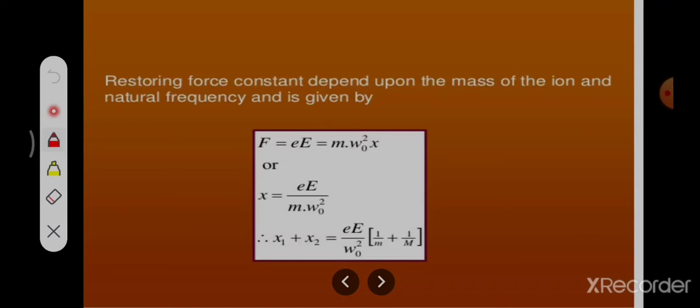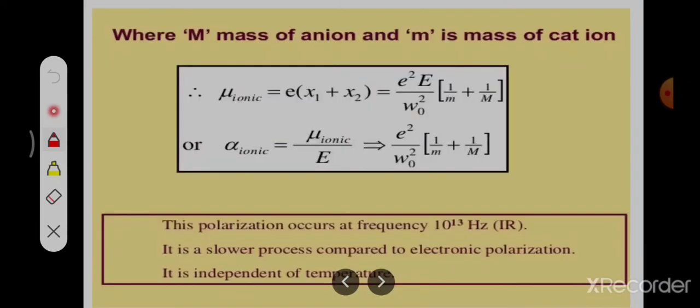Restoring force constant F depends upon the mass of the ion and natural frequency, and it is given by F is equal to small e into capital E, that is equal to m into omega naught square into x. From this, x is equal to e into capital E whole divided by m into omega naught square. Therefore, x1 plus x2 is equal to e into capital E whole divided by omega naught square into (1 by small m plus 1 by capital M), where capital M is the mass of anion and small m is the mass of cation.